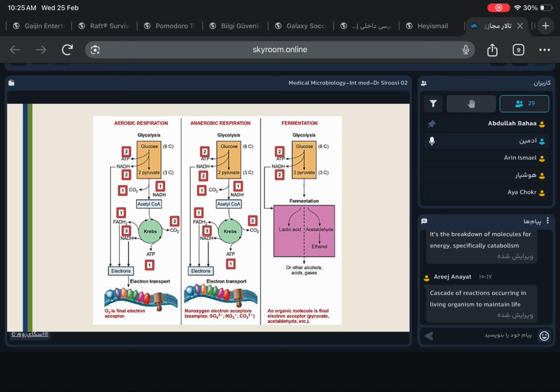Also, 3 NADH and 1 FADH2. FADH2, like NADH, is able to donate its electrons to the electron transport chain, so it also has the potential to produce ATP. And also two CO2 molecules are released. Each acetyl coenzyme A has two carbon atoms, and these two carbon atoms get released during the Krebs cycle.